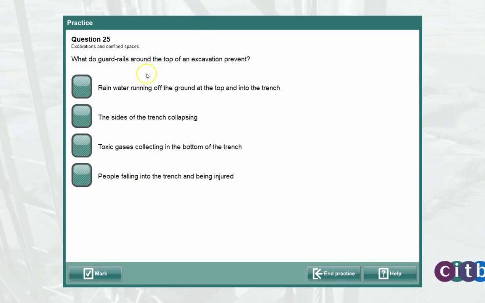What do guardrails around the top of an excavation prevent? Rainwater running off the ground at the top and into the trench. The sides of the trench collapsing. Toxic gases collecting in the bottom of the trench. People falling into the trench and being injured.